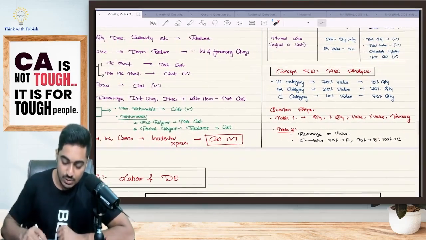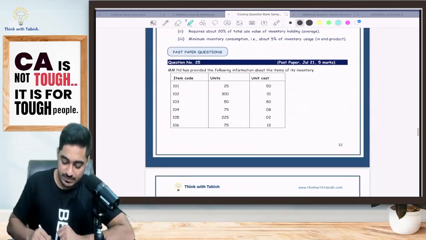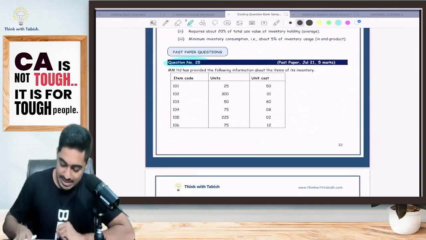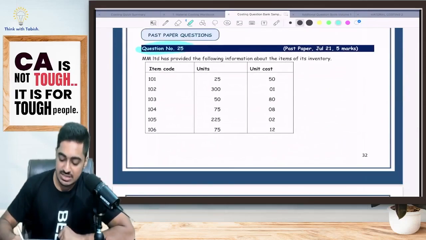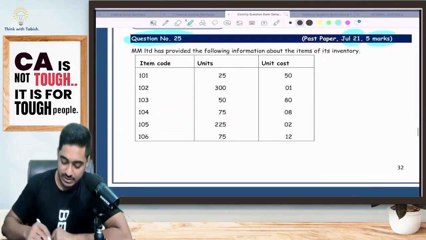Let us directly go into the questions. Things will be clear. Don't worry, I am here. Question 25. Why, sir? We will come back, don't worry. Let us see this question. This question has come in the July 21 examination for 5 marks. So let us see what this question is trying to tell us.